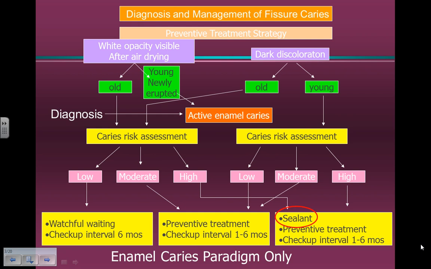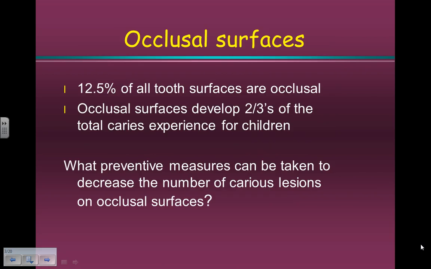Keep in mind that for the young newly erupted tooth, the placement of a sealant for pit and fissure caries involves not only risk assessment, but also the anatomy and appearance of the pit and fissure. When we look at occlusal surfaces, we know that 12.5% of all tooth surfaces are occlusal. Yet the occlusal surfaces are responsible for the development of 2/3 of the total caries experience for children.